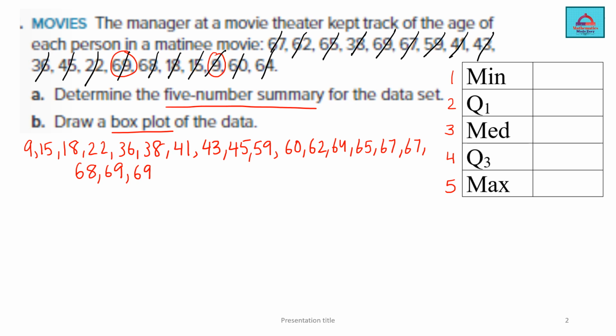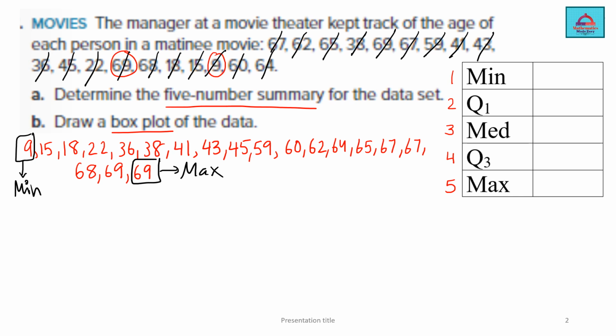Also, the second method is you can count the numbers. So 1, 2, 3, 4, 5, 6, 7, 8, 9, 10, 11, 12, 13, 14, 15, 16, 17, 18, 19. So these are 19 numbers. Make sure you did not miss any number. Now that you have arranged in ascending order, it is easy to see that the leftmost number is definitely the minimum, and the one in the corner here at the end is the maximum. So minimum and maximum are done.